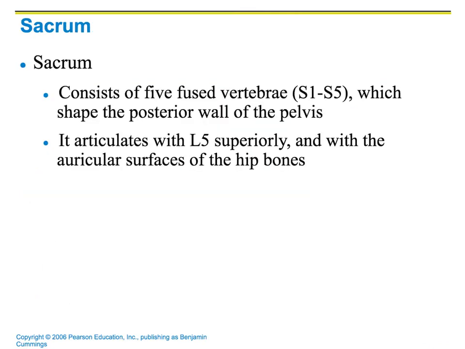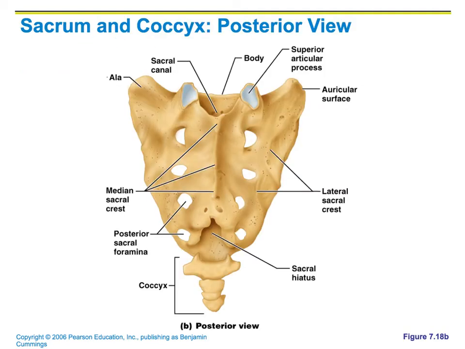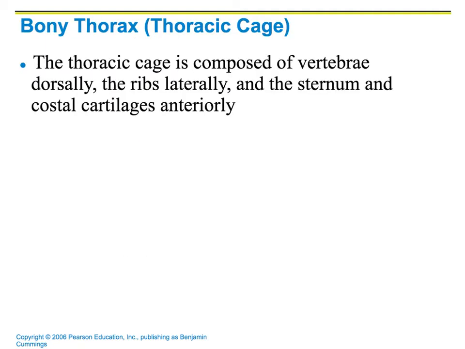We finish up the vertebral column with the sacrum and the coccyx. The sacrum consists of fused bones which articulate on the posterior of your body with the hips. The coccyx is known as your tailbone, and that's enough about that. What's left for the axial skeleton are the ribs and the sternum.